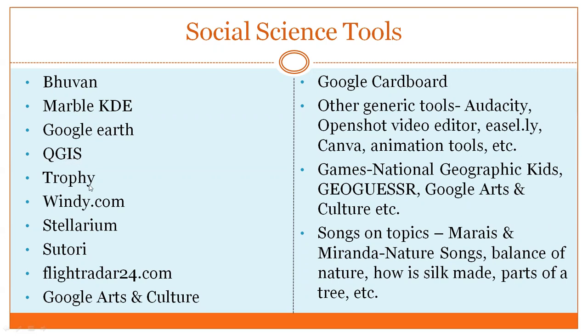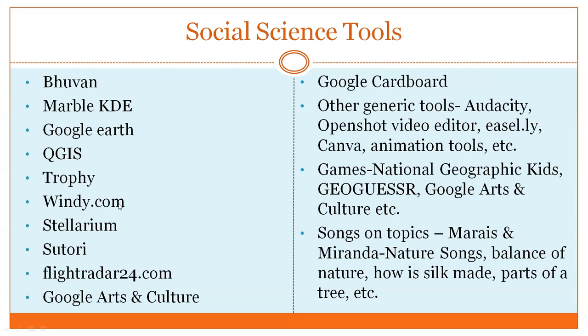Then you have Trophy. Trophy is basically an online photo library kind of thing. You can store all your photographs here, archival. You can get photographs of old scriptures, old books, etc., that are not available now, and you can keep them. It's a kind of online library to keep all your photographs related to your research or teaching-learning process.